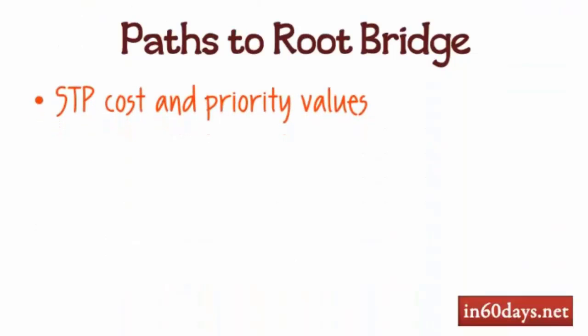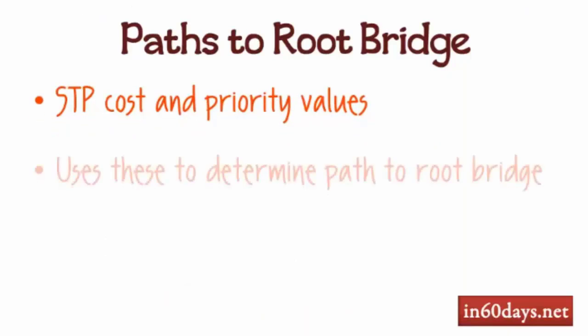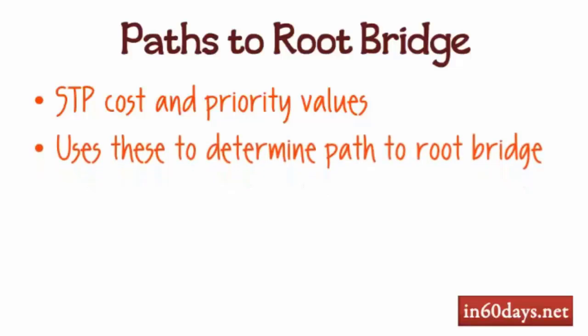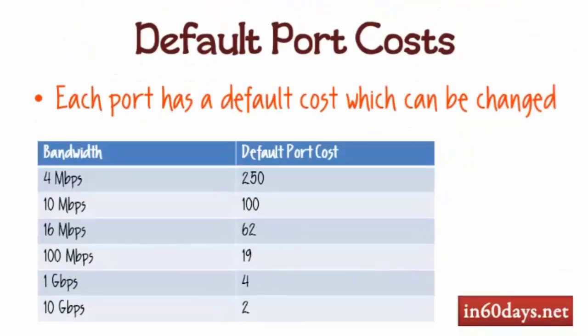So spanning tree works out costs and priority values in order for traffic to traverse the correct exit to get to the root. So these are the default port costs, and the lower the speed of the connection, the higher the port cost. So you can see the gigabit and 10 gigabit connections have the lowest port cost. Most common you're going to see are 19 and 4.